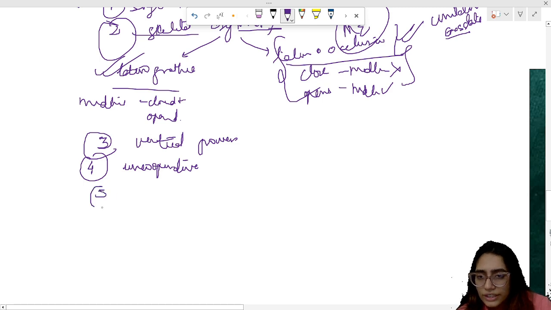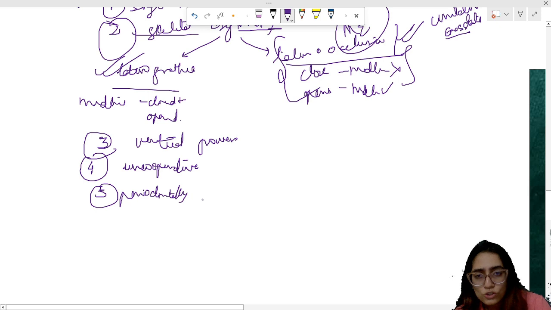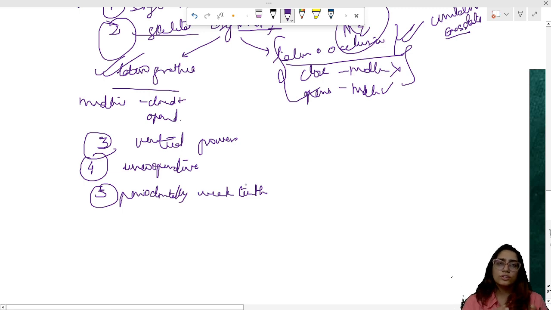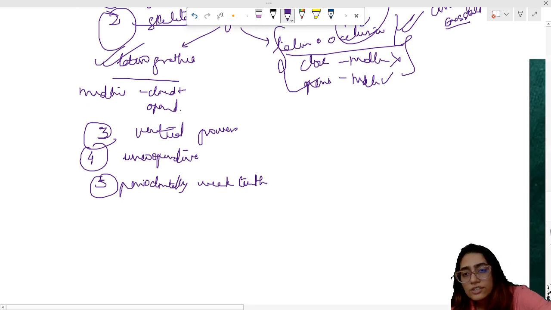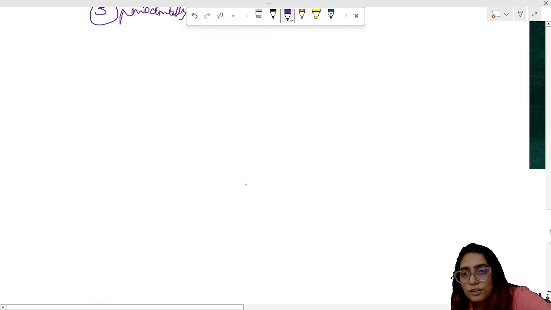The fifth contraindication is periodontally weak teeth, because although the force is being applied to the suture, to the bone, it is applied through the teeth, so the periodontally weak teeth will again be harmed when giving such a huge amount of forces, right? So this was about the rapid expansion.